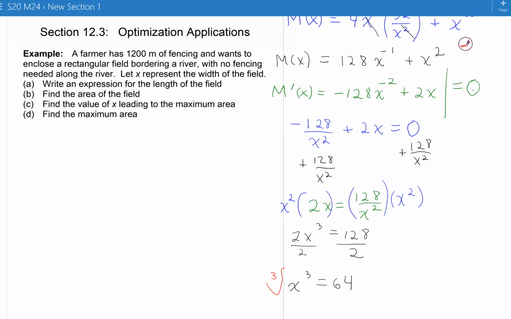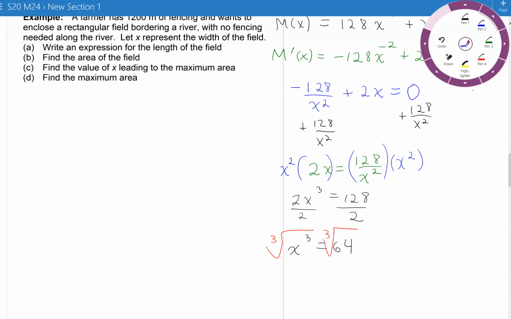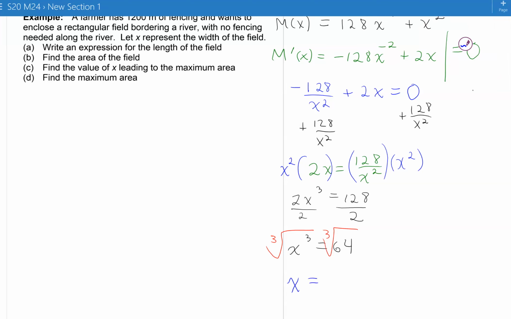So then you need to do the cube root of both sides. And remember, there's only one solution to a cube root, two solutions for a square root or fourth root. So x equals 4 might be the value we want.